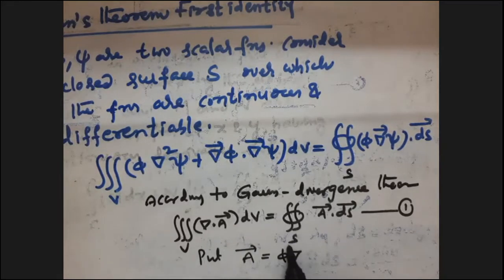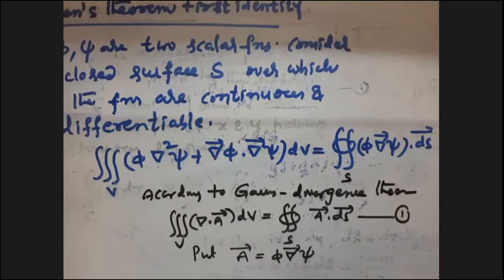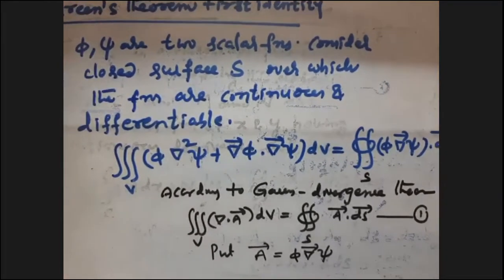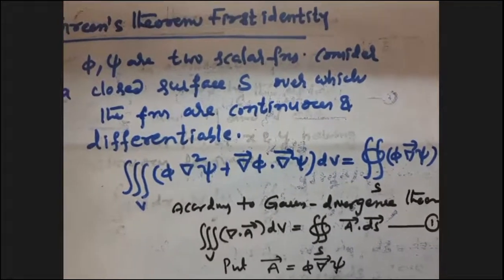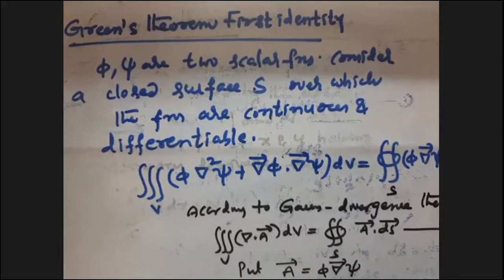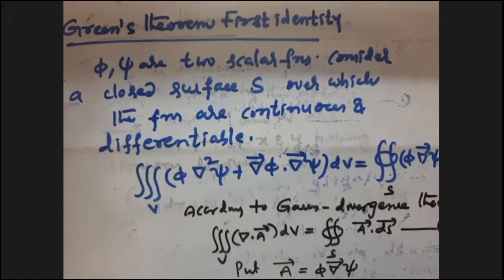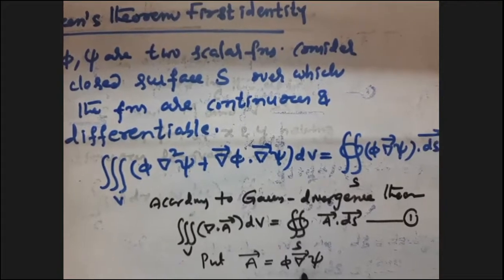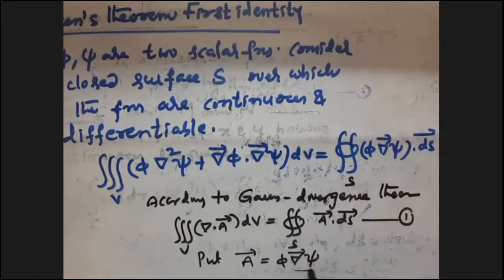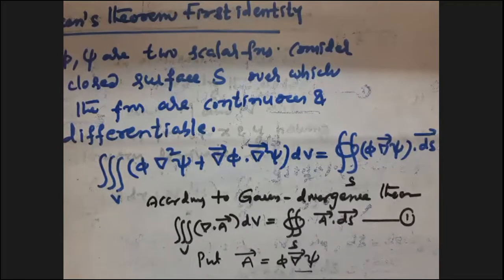phi del bar psi. Here phi is the scalar function, psi is the scalar function. Phi and psi both are scalar functions over the closed surface S. They are continuous and differentiable functions, right? A bar equals phi into del bar psi. Del bar psi is the vector, phi is the scalar. Scalar into vector represents a vector, hence A bar equals phi del bar psi. That is what we considered.